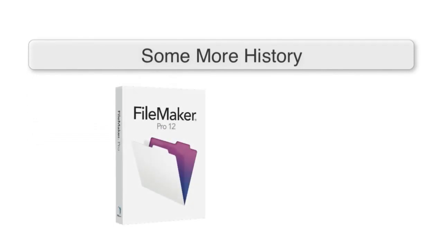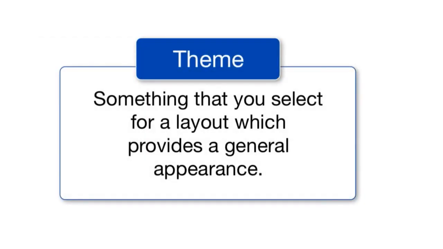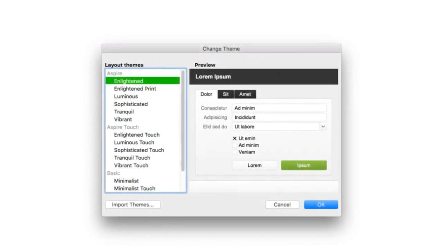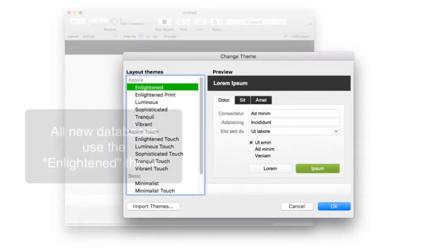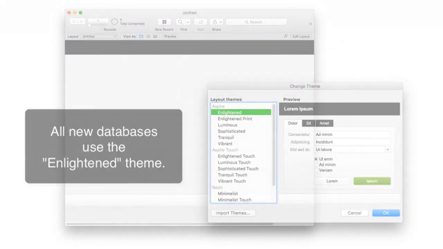So a little bit of history here. Starting with the release of FileMaker 12, FileMaker incorporated the idea of themes. A theme is something that you select for your layout which provides a general appearance. There are various themes that are built into the FileMaker platform. It's important to note that if you start a new file with the latest release of FileMaker, the brand new file will start off with the theme called Enlightened.